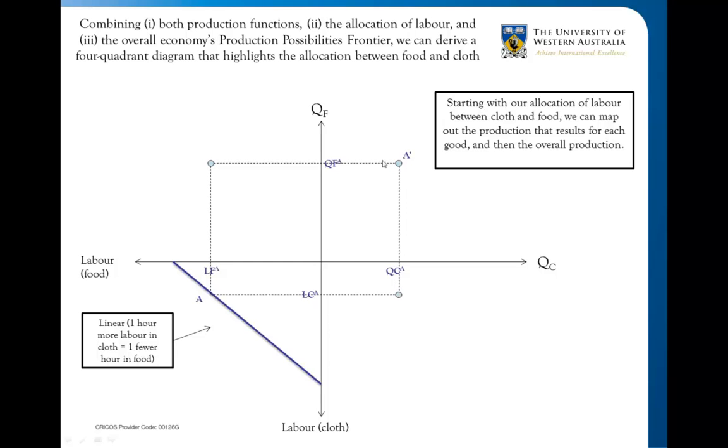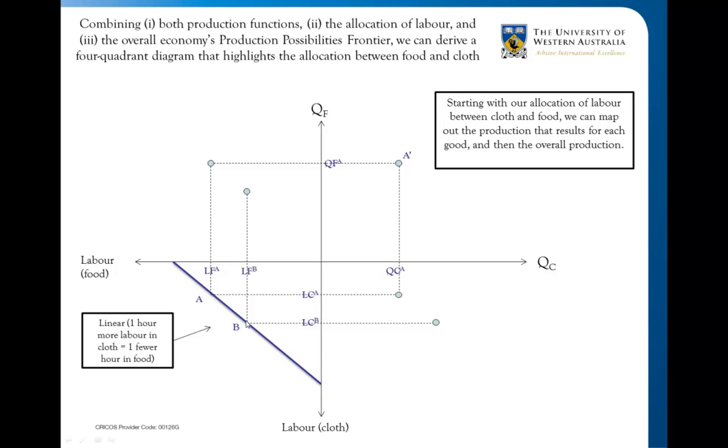Bringing that across, we can see how that translates into that quantity of food and that quantity of cloth. That gives us one point on our production possibility curve. And simply all we need to do then is do that. I'm just going to pick another couple of points just to reinforce this.